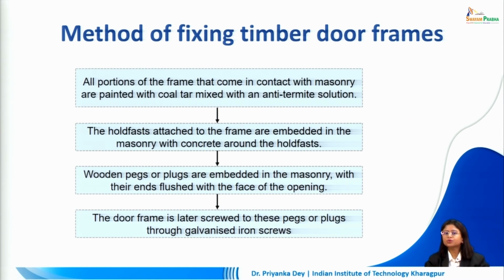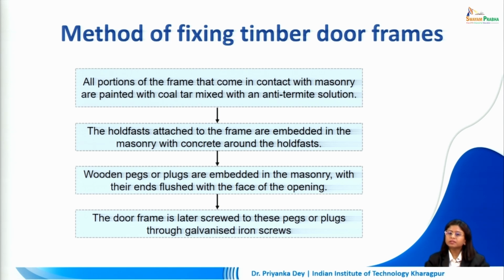So, how do we fix timber door frames? First of all, portions of the frame that come in contact with the masonry are painted with coal tar mixed with anti-termite solution, because once the door frame is fixed, it is going to stay as long as the building stays. So, it is a long period of time. We want to provide it extra protection and to ensure its durability throughout the lifetime of the building in question.